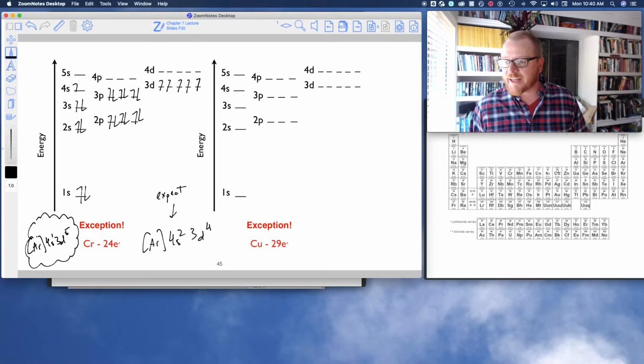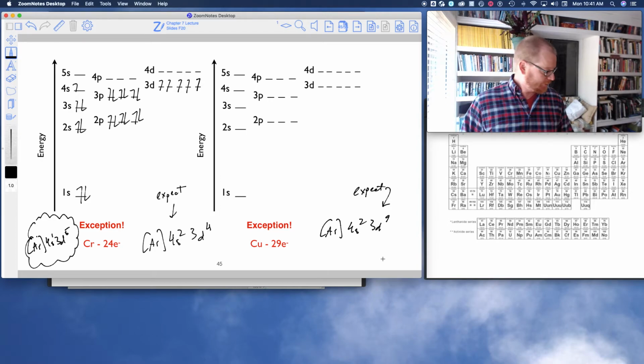So the easiest way to get that configuration is to go backwards and find the noble gas. So there's argon, okay? So I would say argon, and then now 4s2, and then my next block is 3d, and that becomes 3d, 1, 2, 3, 4, 5, 6, 7, 8, 9. 4s2, 3d9 is what you would expect.